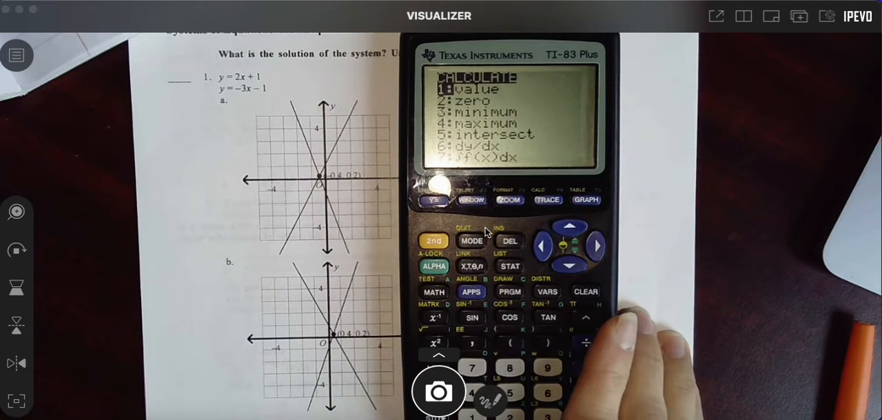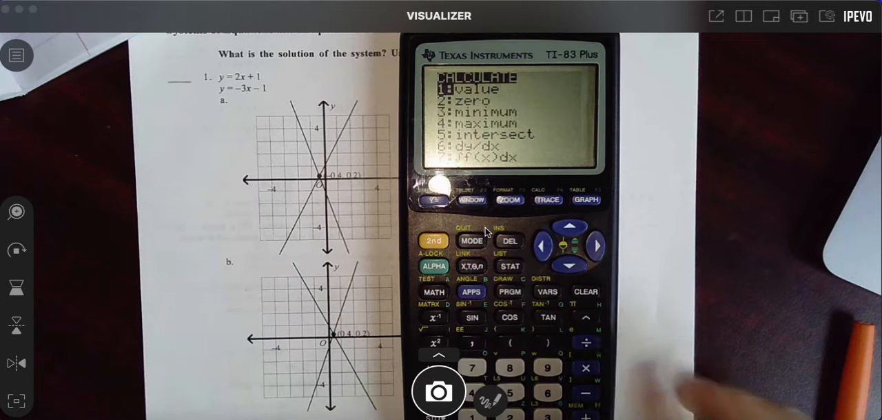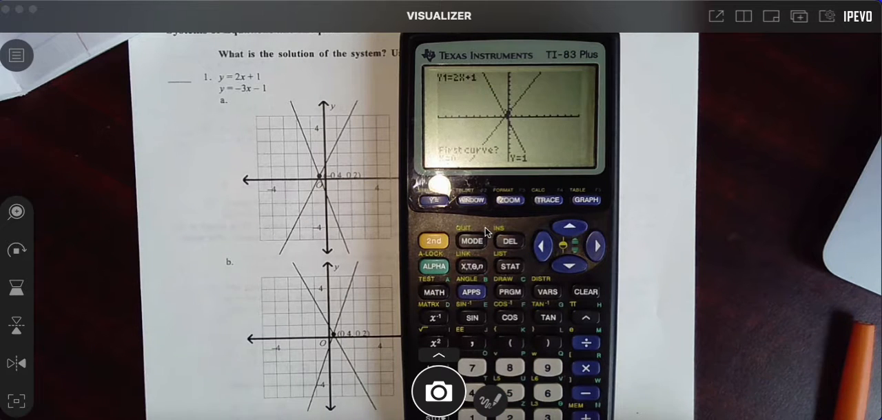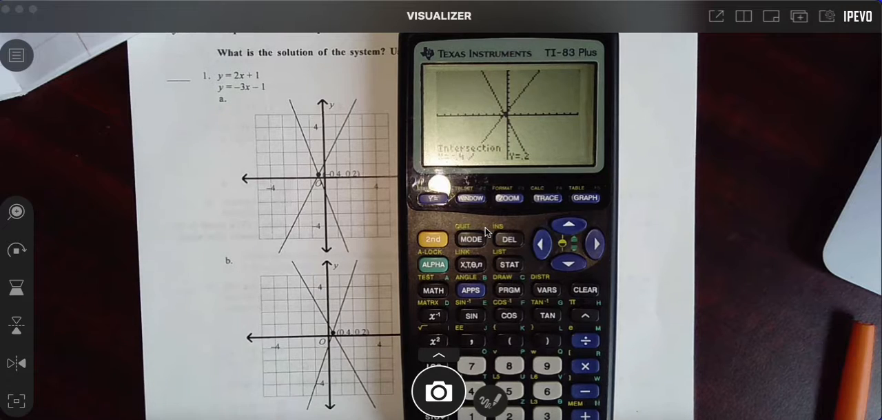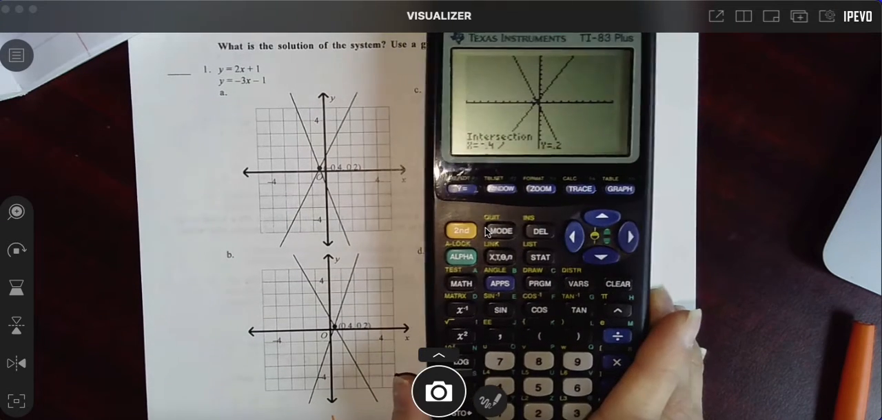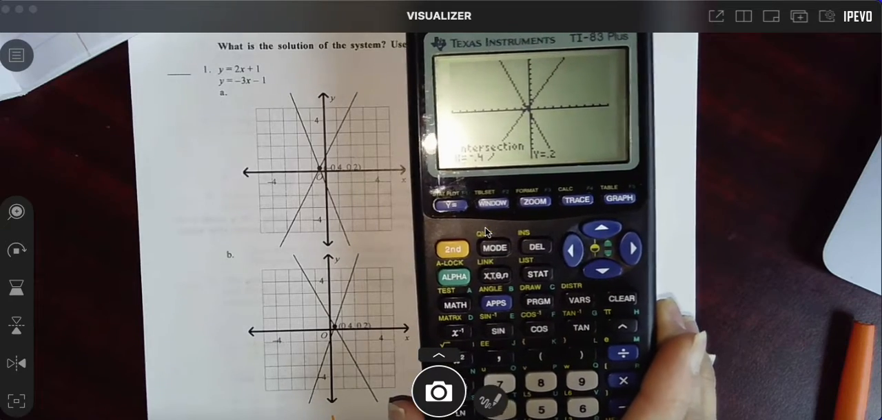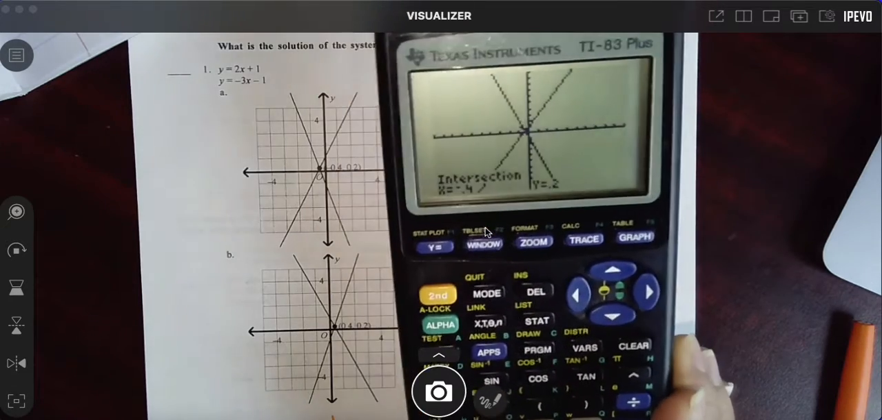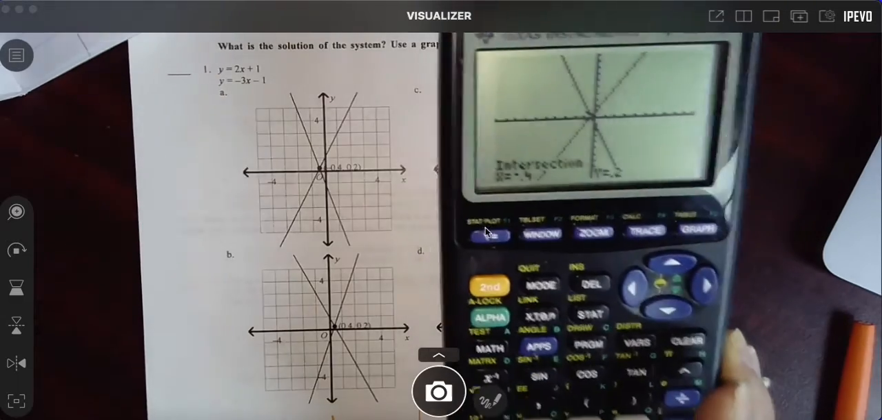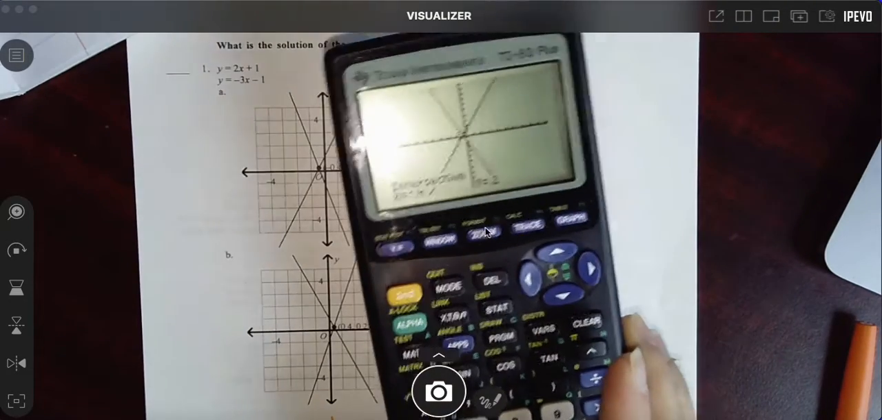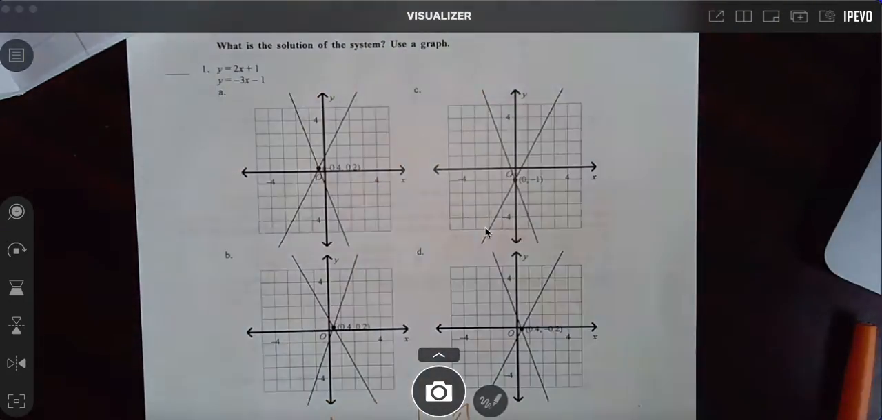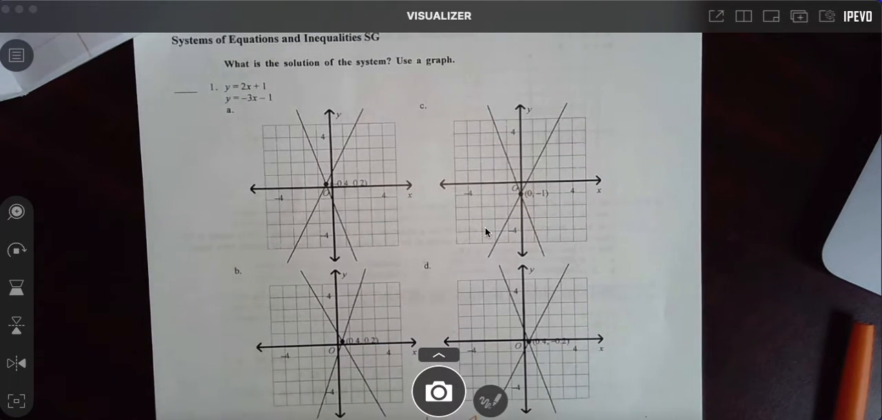Which one do we pick? Intersect, because where they cross, that's where they intersect. And then you press enter, enter, enter. And it's going to tell you the answer, right? It tells you the x and the y value. It says negative 0.4 and 0.2. And that's what your graph has on there. So see, you could do number 1 just on here, not even have to do any work.